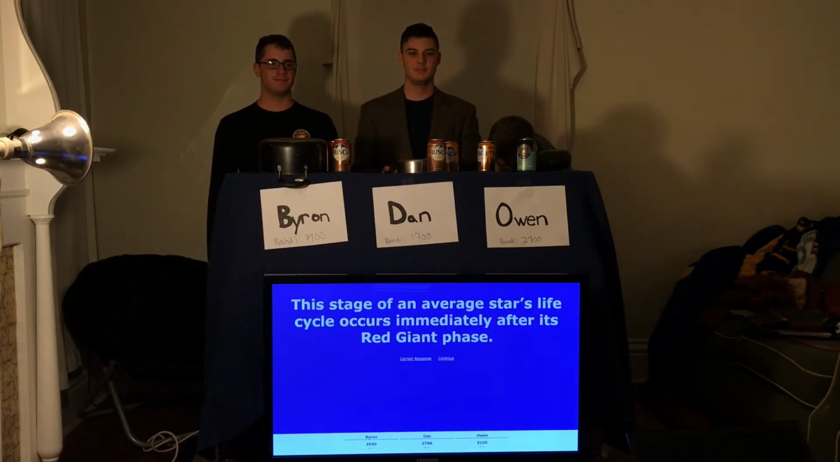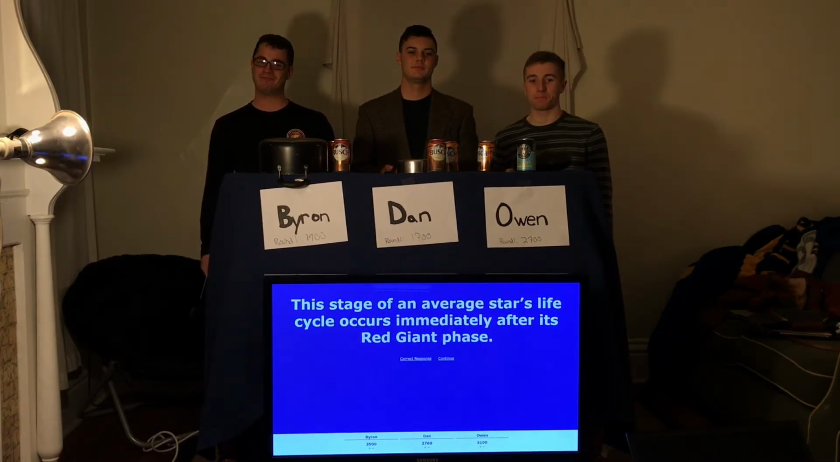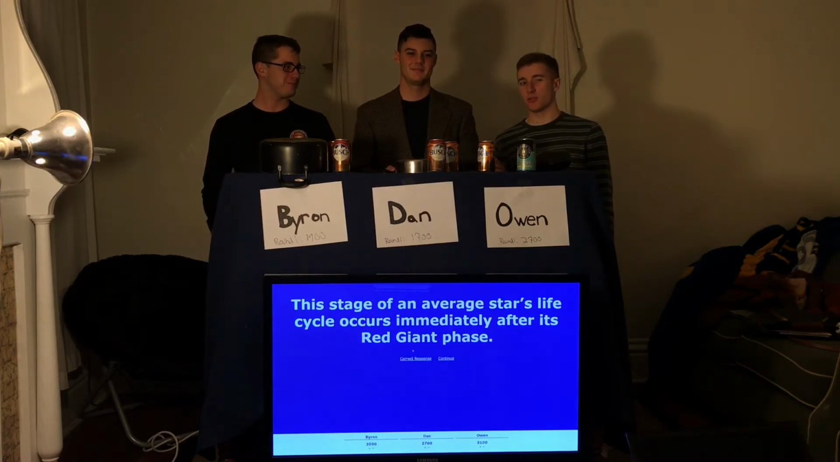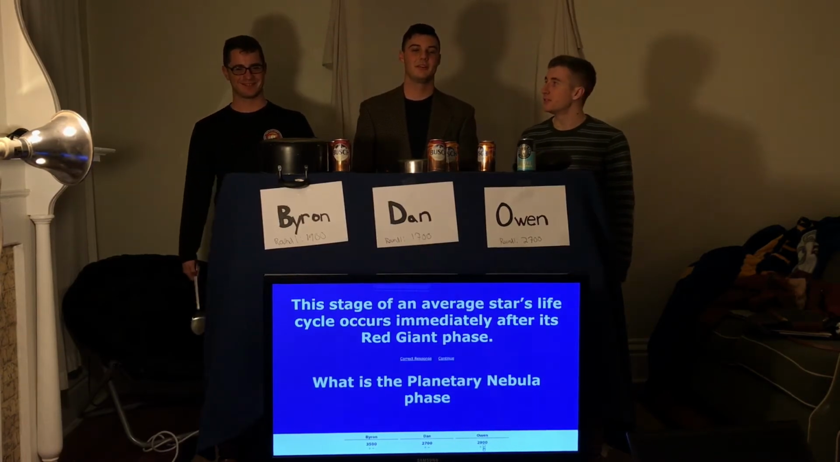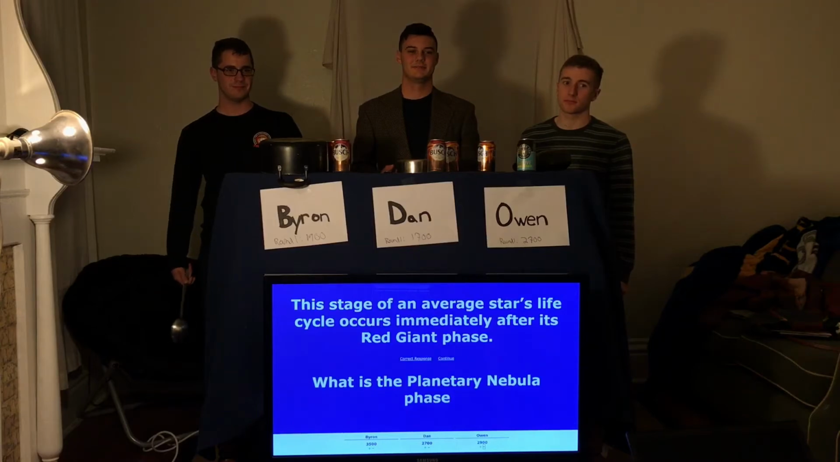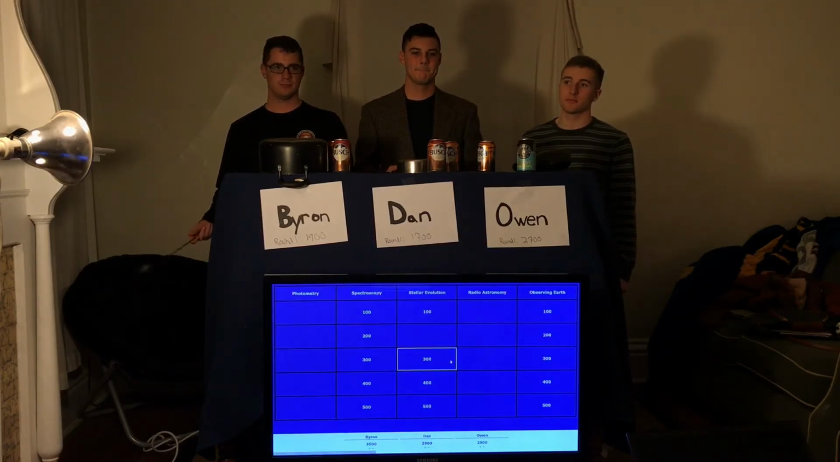This stage of an average star's life cycle occurs immediately after its red giant phase. What is brown dwarf? Nope. It's 200 points down the drain. Dan? What is the planetary nebula? You are correct. Alright. Dan, what would you like?